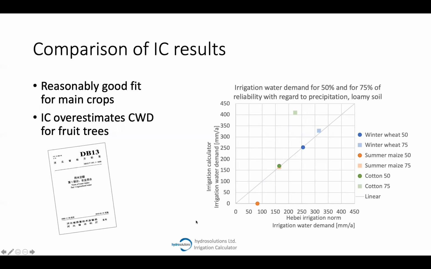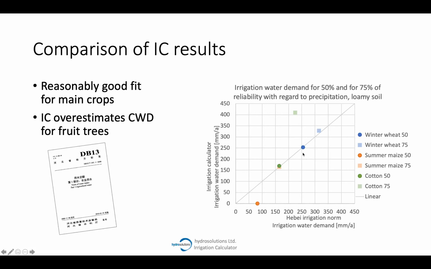We also compared the results of the irrigation calculator, which you see on the y-axis, to the Hebei irrigation norm, which is currently used by the water planners. You see here different colored points. The colors are for the crop type: blue for winter wheat, orange for summer maize, and green for cotton. These are the three most important crops apart from vegetables.